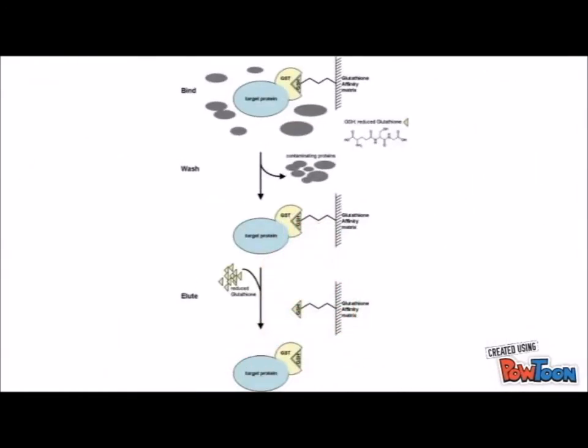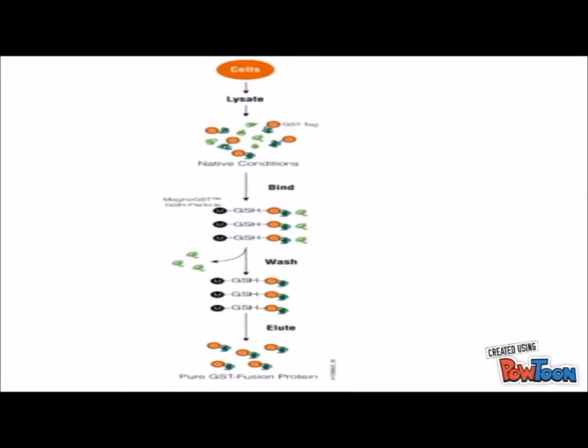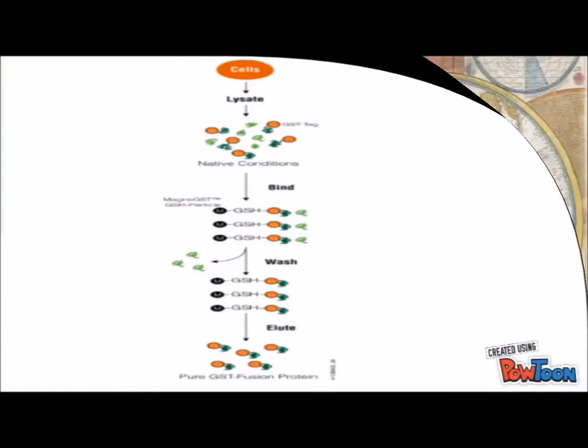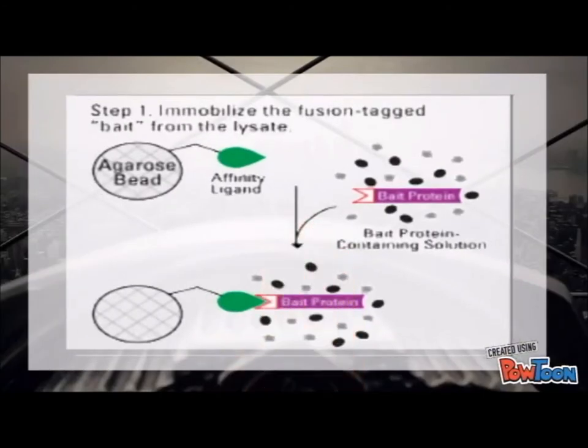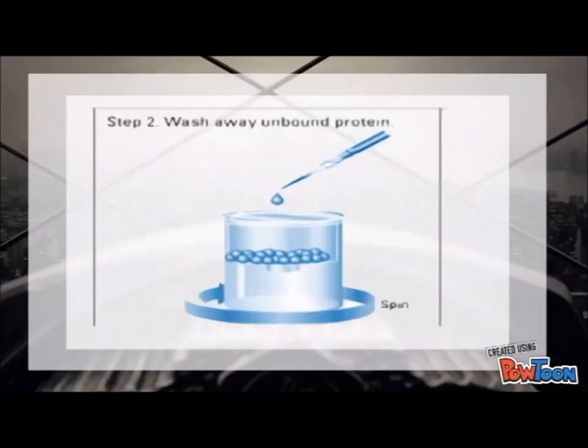In this diagram, you can see more clearly how we remove the unwanted protein from the desired GST protein to form the clear GST tag protein. After we get the clear, colorless protein, we proceed to the protocol preparation under native condition. Before you can load the sample, you have to prepare the column, so you must wash the column with the Tris-saline buffer to preserve the structure and function of the GST protein.